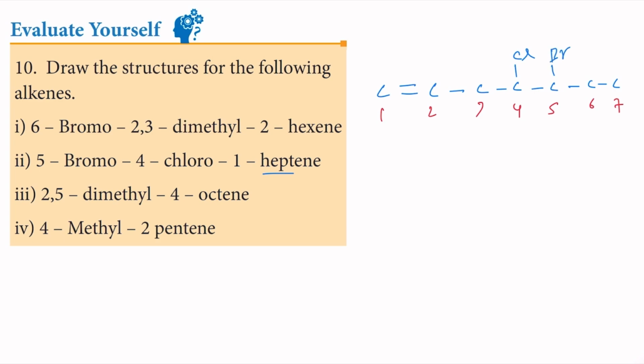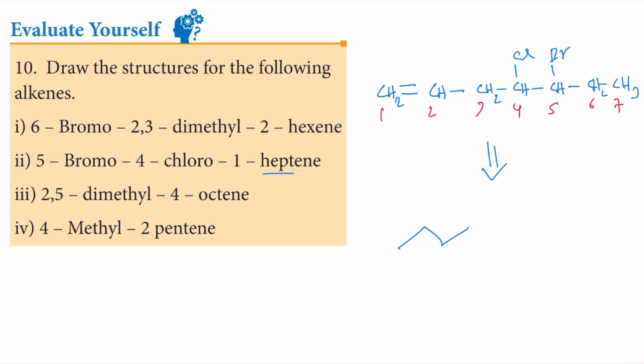Now let's fill the hydrogen atoms to satisfy the valency of carbon. Here we should have 2 hydrogens. Here 1 hydrogen. Here 2 hydrogens. Here 1 hydrogen. Here also 1. Here it should be 2. And here it should be 3. The same structure in bond line notation would look like this.